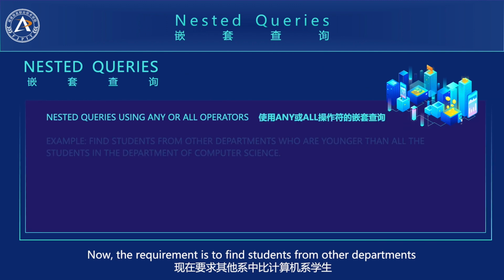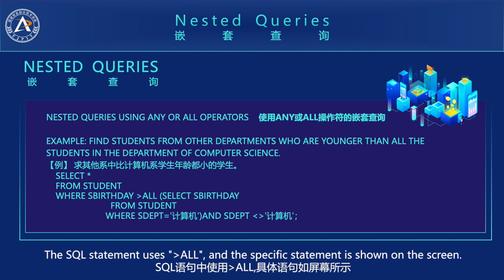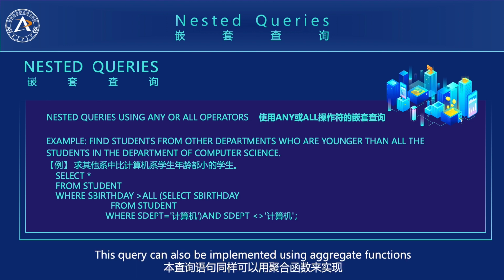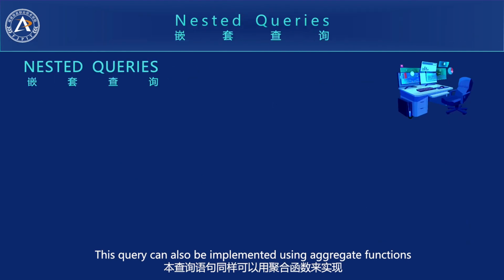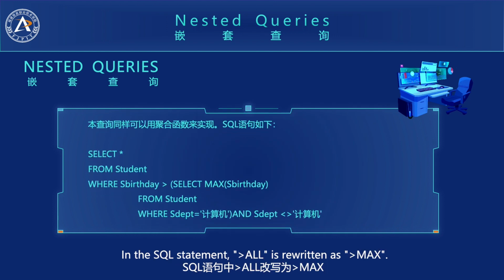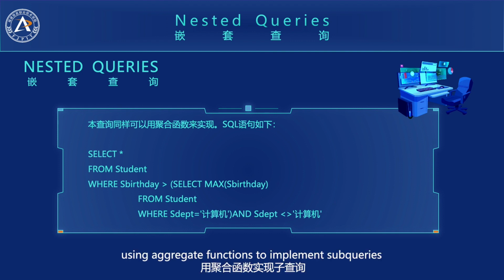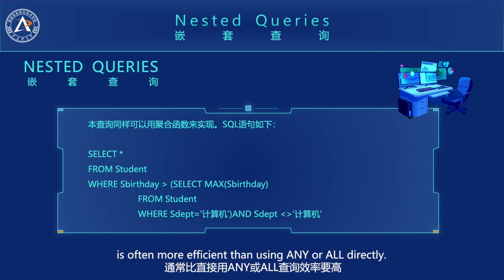Now, the requirement is to find students from other departments who are younger than all the students in the Department of Computer Science. The SQL statement uses is greater than ALL, and the specific statement is shown on the screen. This query can also be implemented using aggregate functions. In the SQL statement, is greater than ALL is rewritten as is greater than MAX. In fact, using aggregate functions to implement subqueries is often more efficient than using ANY or ALL directly.